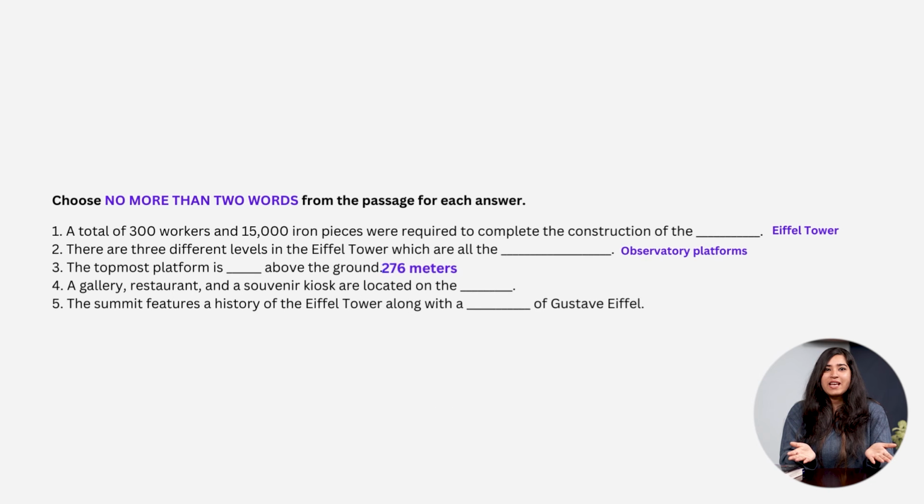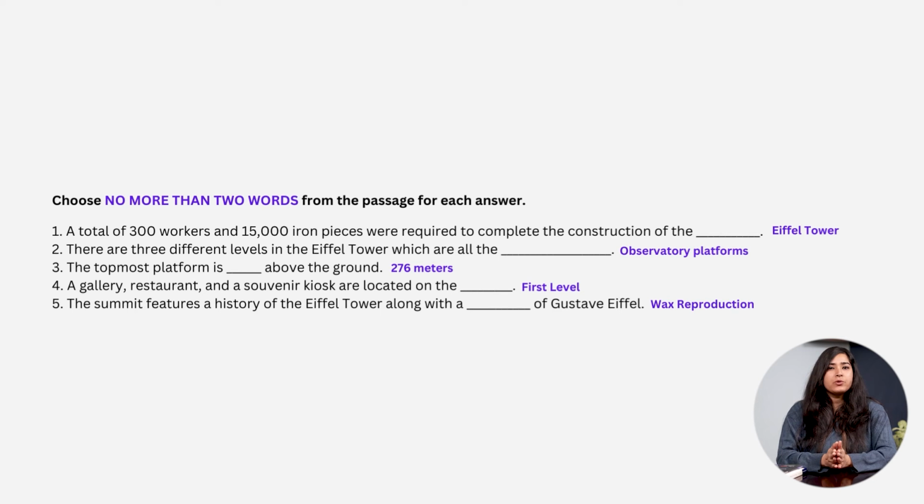Okay, let's go through the answers. For number 1, a total of 300 workers and 15,000 iron pieces were required to complete the construction of the Eiffel Tower. Looking at the title, we can understand that the answer is the Eiffel Tower, even though it's not directly mentioned in the first sentence. Number 2, there are 3 different levels in the Eiffel Tower, which are all the observatory platforms. The answer can be found in the third sentence.